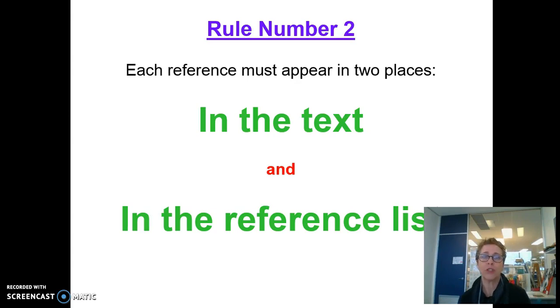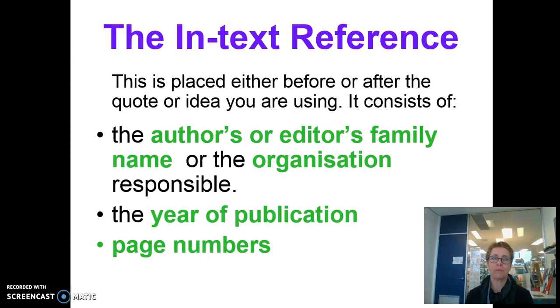Okay, so rule number 2 is each reference must appear in two places. The first place it appears is in the text, that means in the flow of your writing, or if you're doing an oral presentation, in the flow of your speaking. And the second place it appears is in the reference list, and that is at the end of your PowerPoint or at the end of your piece of writing. So we're going to deal with these one at a time.